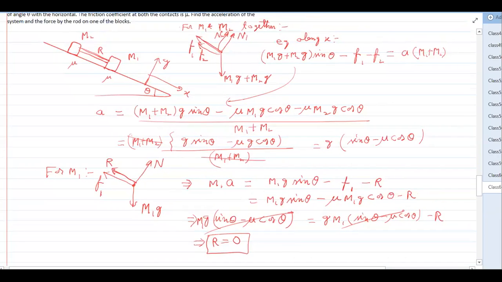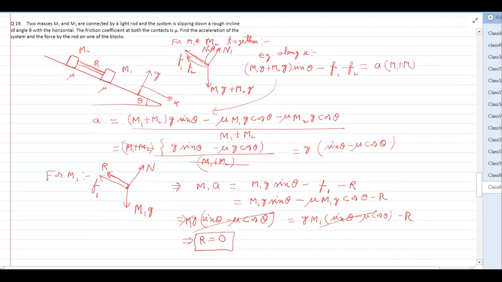And the reason behind getting 0 is, if you see, these two objects have the same coefficient of friction. So neither object will slide faster and neither will slide slower. They are trying to slide together. So there is no reaction force developed between them.